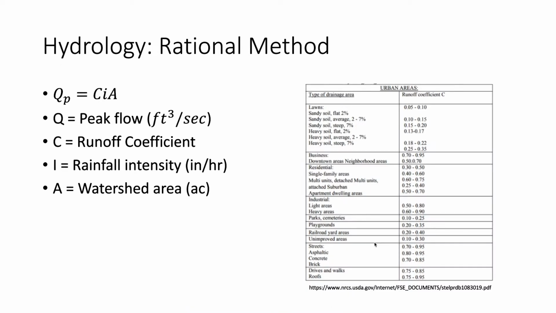Okay, so the rational method, let's break it down. The peak flow rate, in this case, you can use different units as long as they're consistent. It's very common, at least in the US, to use cubic feet per second or acre-feet per hour, something like that. Your runoff coefficient is dimensionless, so I clipped this little bit of a table here, a really old one, I think it's from '88, from the National Resource Conservation Service.